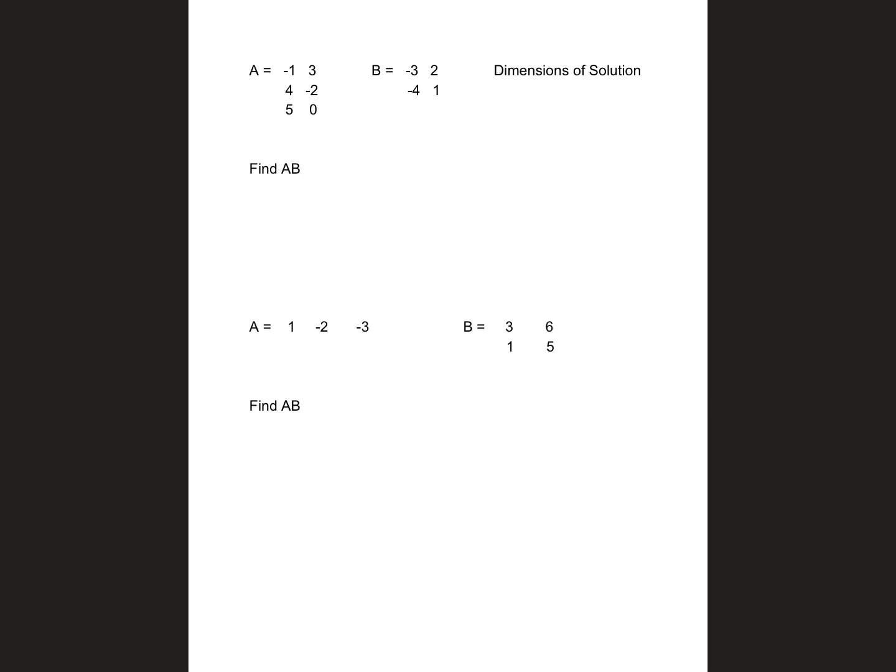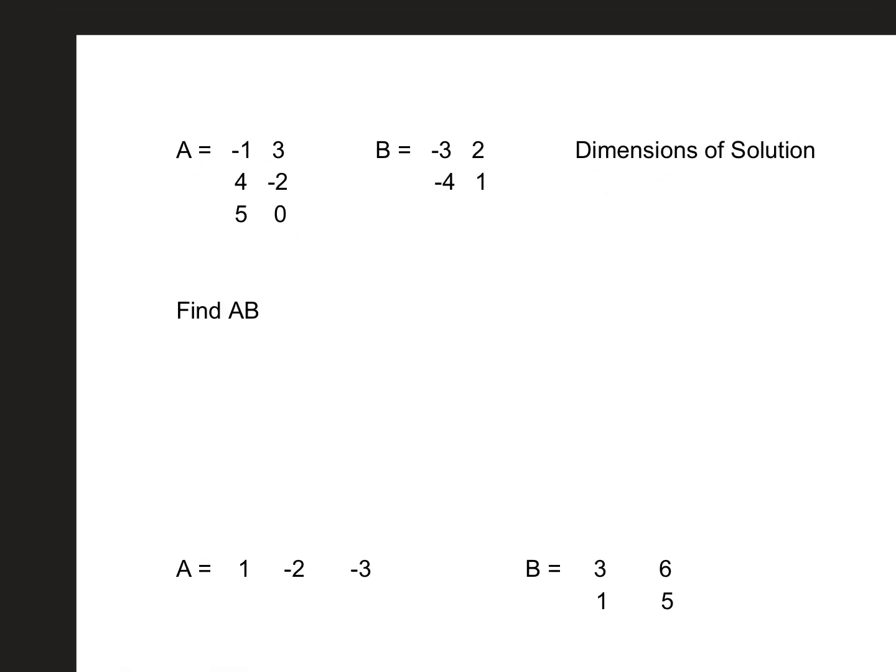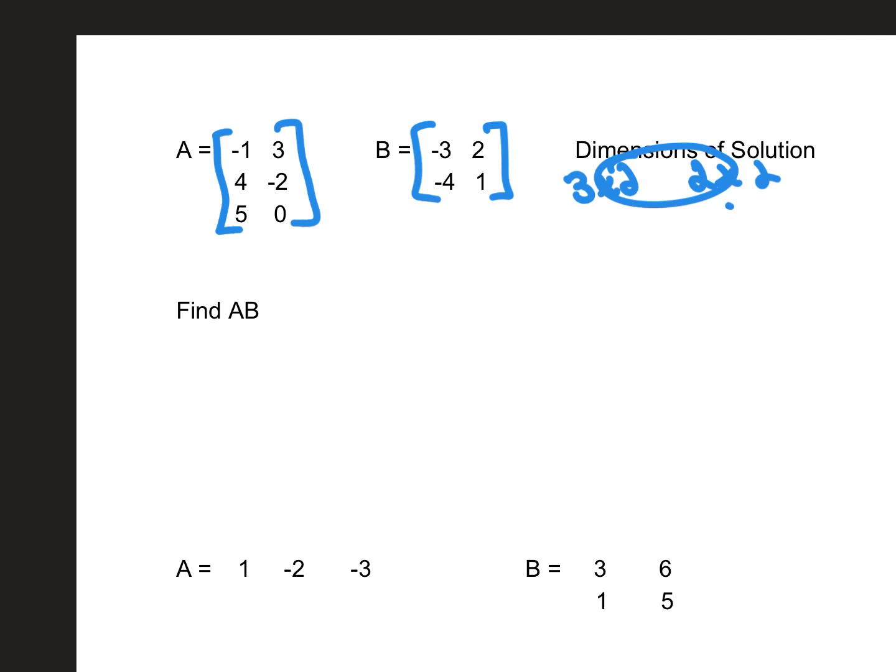Okay, so let's just try a couple more here. Okay, so again, I am going to put things around our corners here. Okay, this one first, matrix A is a 3 by 2. Okay, matrix B is a 2 by 2. So our solution, these match, so we know it's possible. Our solution is going to be a 3 by 2 matrix. Okay, so let's go ahead and show what we're going to do here.